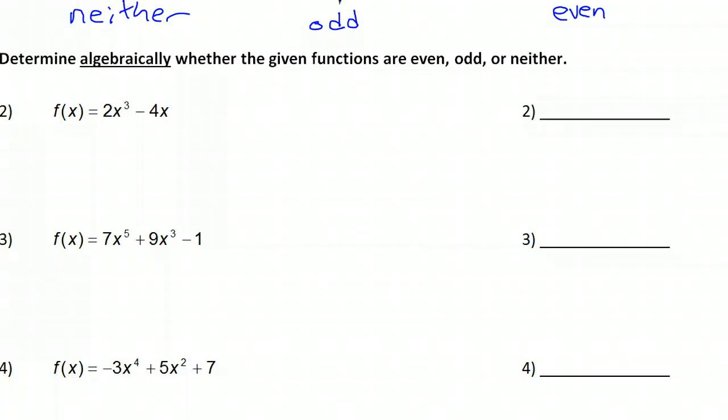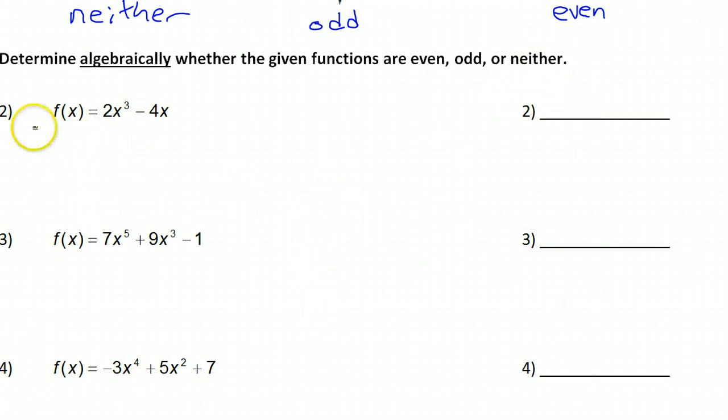Okay, now if I want to determine algebraically whether or not the functions are even, odd, or neither, I have to do a little bit of work. They should be able to tell at a glance whether or not these functions are even, odd, or neither, but we're being asked to do more than just that. But let's go ahead and know the answer ahead of time. If all of the exponents are even, then it will be an even function. If all of the exponents are odd, then it'll be an odd function. If we have a mixture of even and odd, then it's neither.